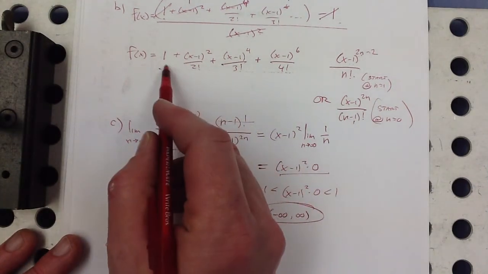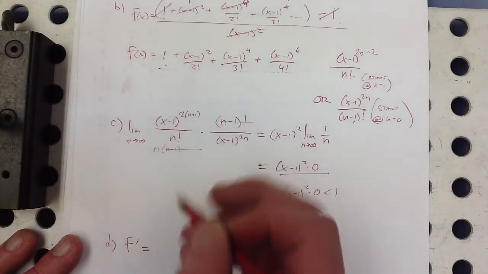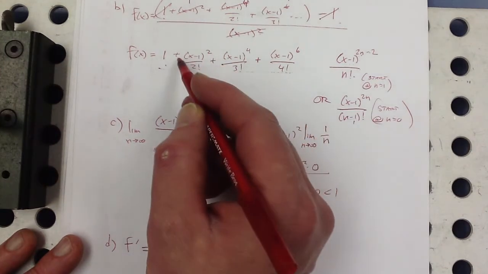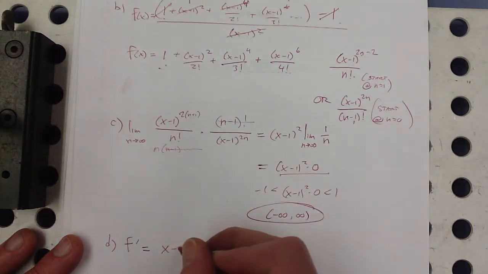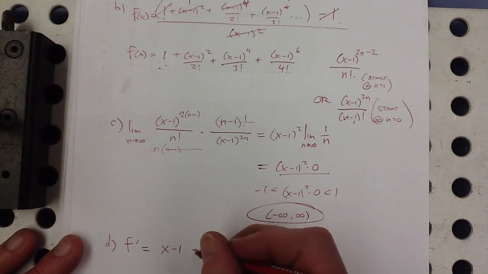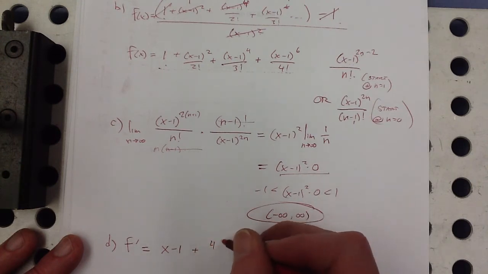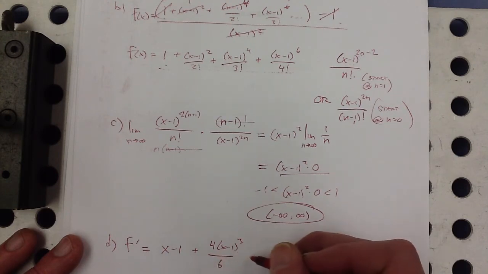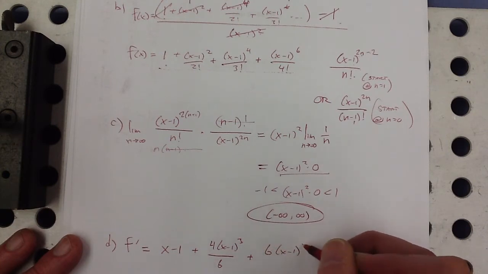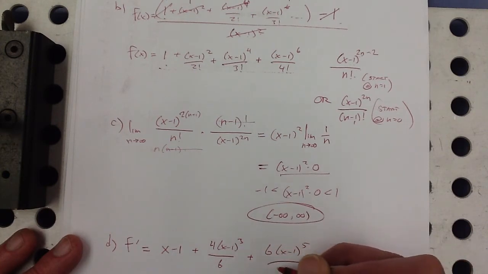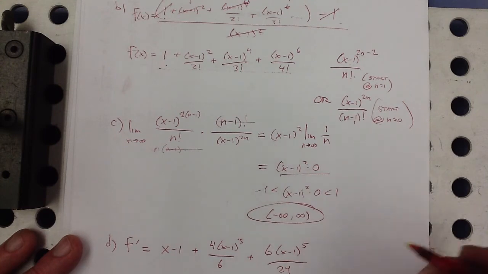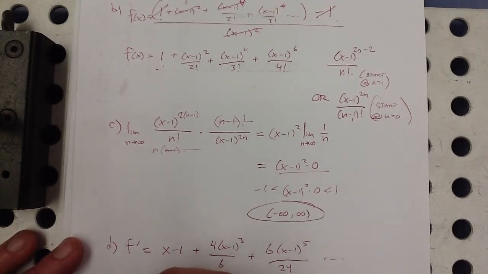First derivative, that's just going to be 0. This is, multiply the 2 out to the front, it cancels that out, and that gives me x minus 1 plus 4 times x minus 1 cubed over 3 factorial plus 6 times x minus 1 to the 5th over 4 factorial, and so on. That's probably enough to be able to see what's going on.